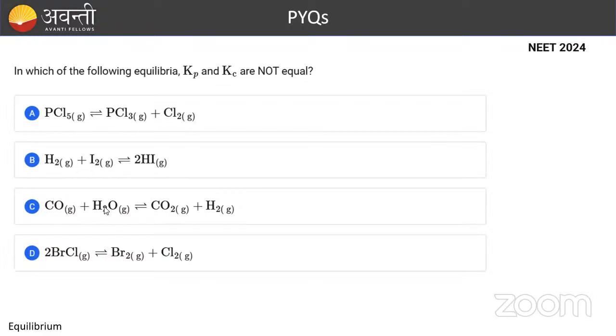In which of the following equilibria are Kp and Kc not equal? In which the Kp and Kc are not equal? So this is a very simple and easy question from NEET 2024. Can anyone find out the answer for this question? Can you guys try? You have to use the Kp-Kc relationship for all. That's it. The only job that you have to do is find the value of delta Ng for all the reactions.